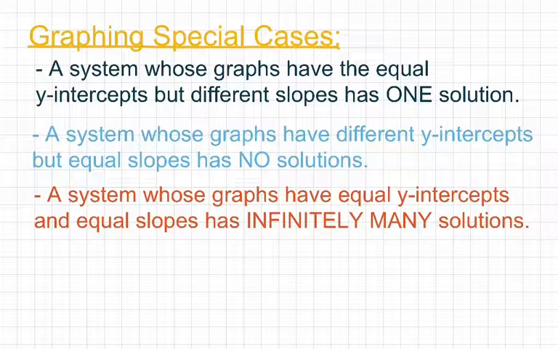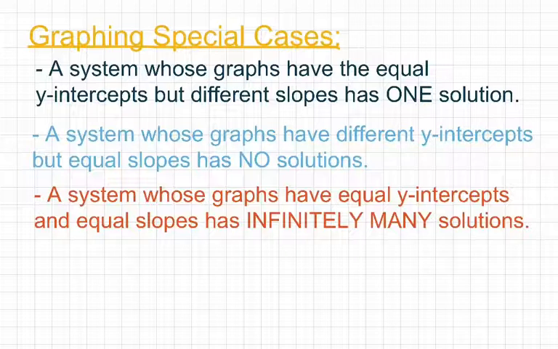Now, once you determine that the slopes are equal, then you have to determine if your answer is no solutions or infinitely many solutions. In order to determine if you have no solutions, you want to look at the y-intercepts. If a system has different y-intercepts, it's going to have no solutions. On the other hand, if you have a system with equal y-intercepts, you're going to have infinitely many solutions. So again, first condition, slopes have to be equal for it to be a special case. Then after that, you look at the y-intercepts. If the y-intercepts are different, it's going to be no solutions. If the y-intercepts are equal, it's going to be infinitely many solutions.